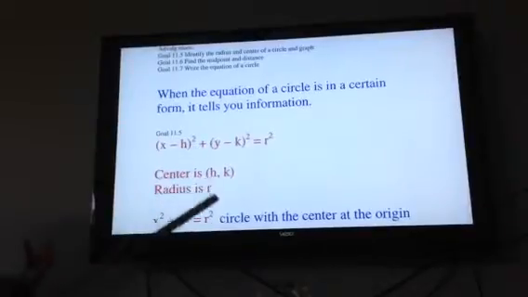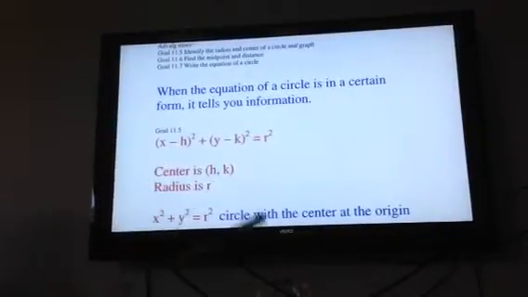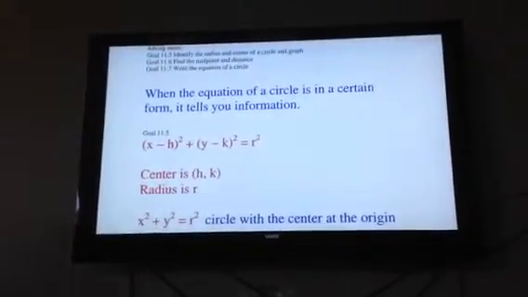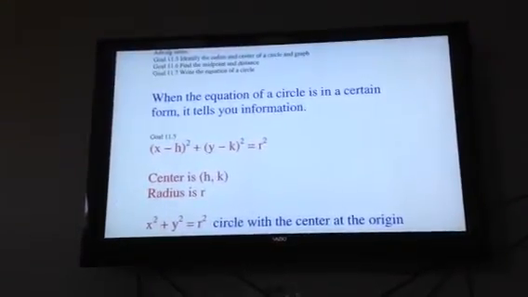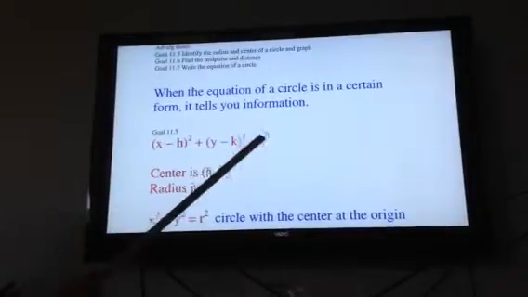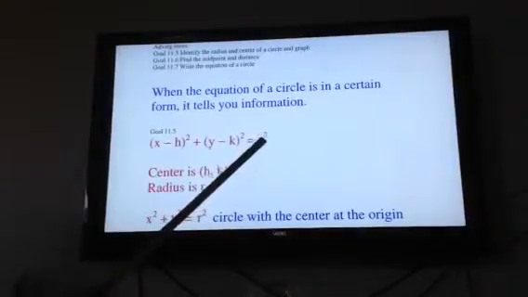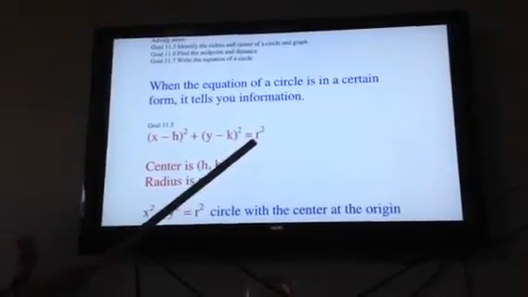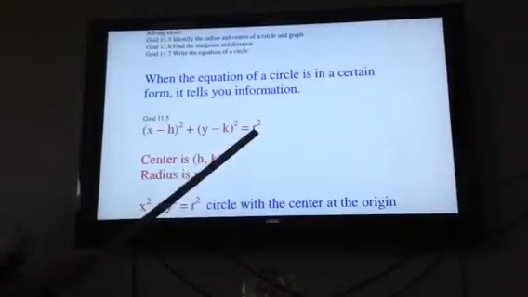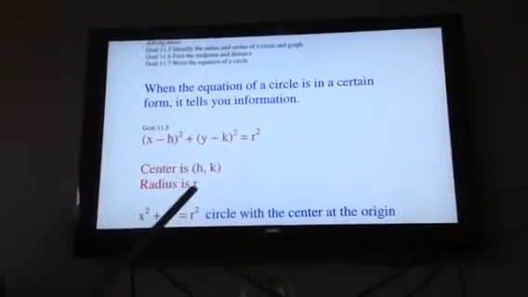And again, just like the parabola, the part that's in the parentheses has a minus. So because of that, you take the opposite of what you see there, just like with the parabola's vertex. So the center is going to be (h, k), and the radius is going to be the square root of whatever this number is. So if this number were 25, because it represents the radius squared, the radius would be 5. So the square root of that number represents the radius.